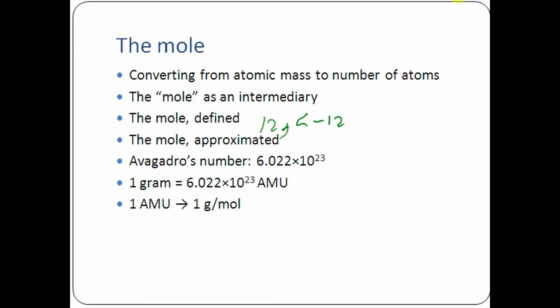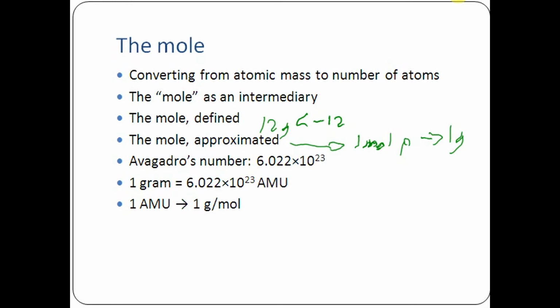Now, to an approximation, we can say that 1 mole, and the abbreviation for mole is just mol. It's not a very useful abbreviation, but it is an abbreviation. So 1 mole of protons is roughly 1 gram. That'll give you a general idea of what it is. So if I have 1 mole, that particular number of protons, that's 1 gram.